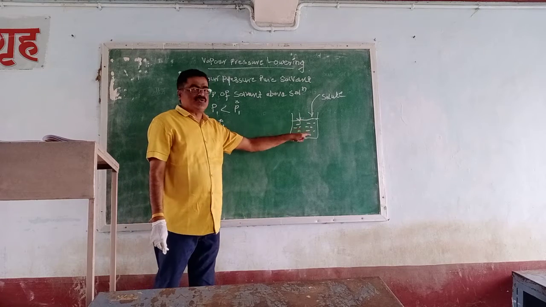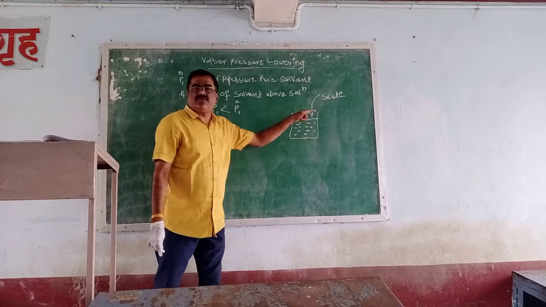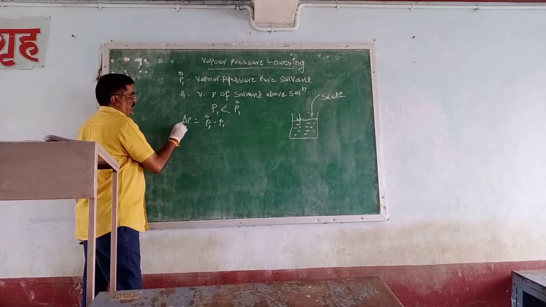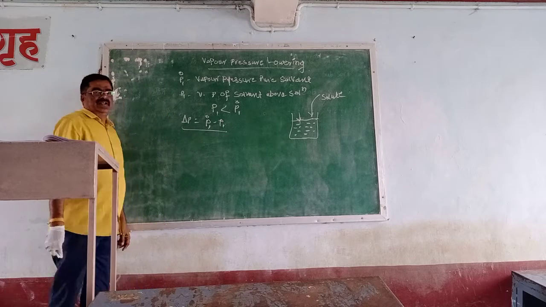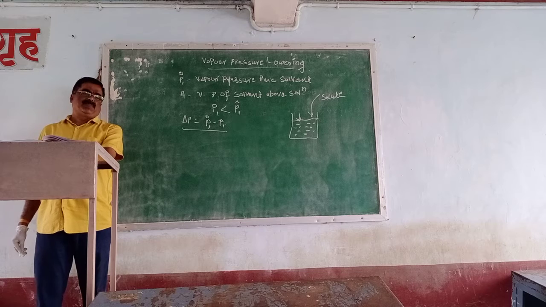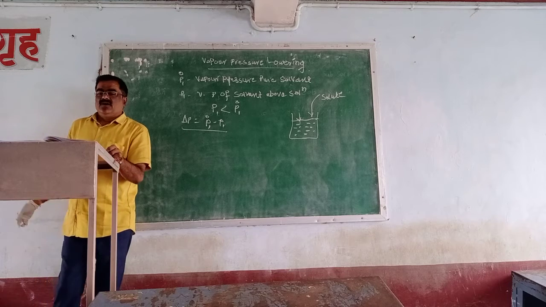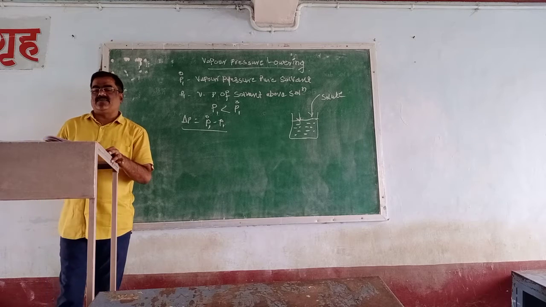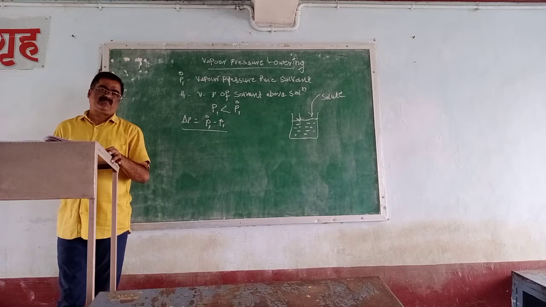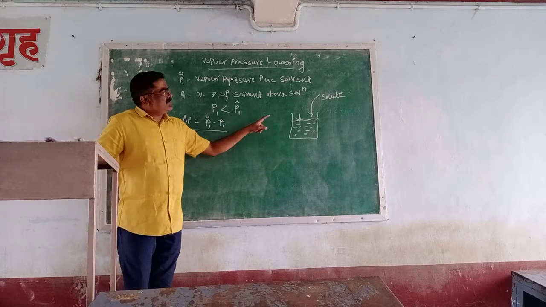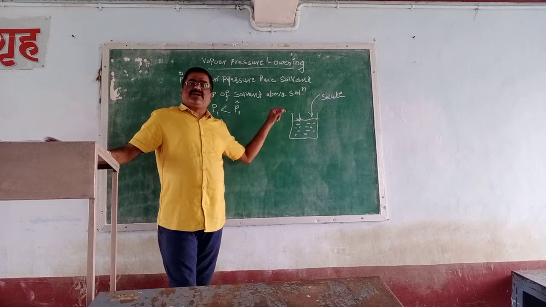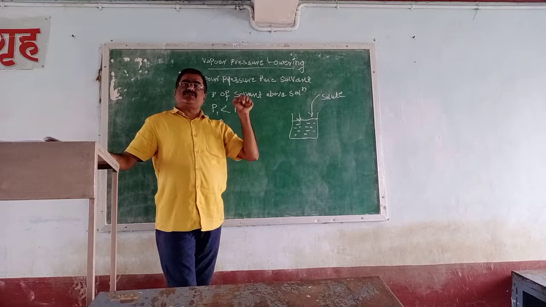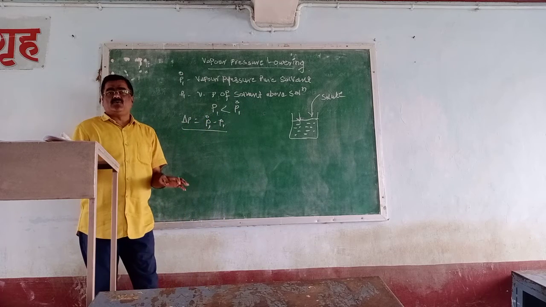after the non-volatile solute is added into the solvent, the difference in the vapor pressure, that difference is the lowering of vapor pressure. The vapor pressure of the solution containing a non-volatile solute is lower than that of the pure solvent. Meaning, compared to the vapor pressure of a pure solvent, when the non-volatile solute is added to that solvent, the vapor pressure of the solution becomes lower.